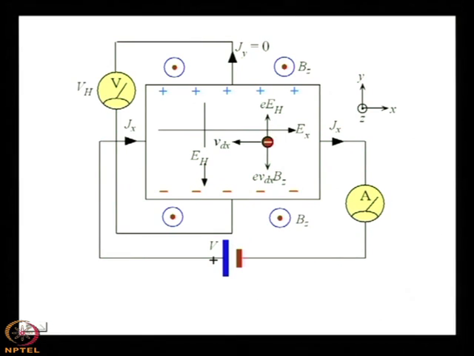Sir, current is flowing from left to right. Yes, so the current is flowing, the electrons are flowing in the negative x direction. So, the Lorentz force on the electrons will be downward. Yes. And the holes are flowing in the positive x direction. Yes.